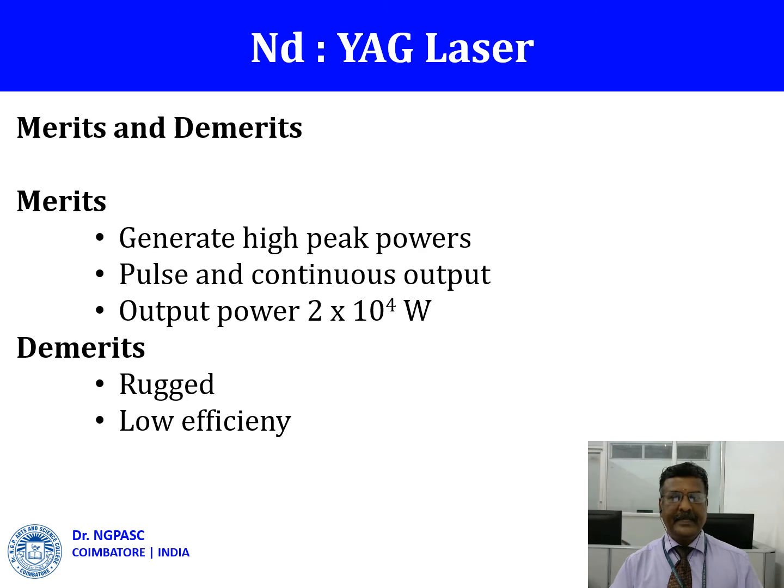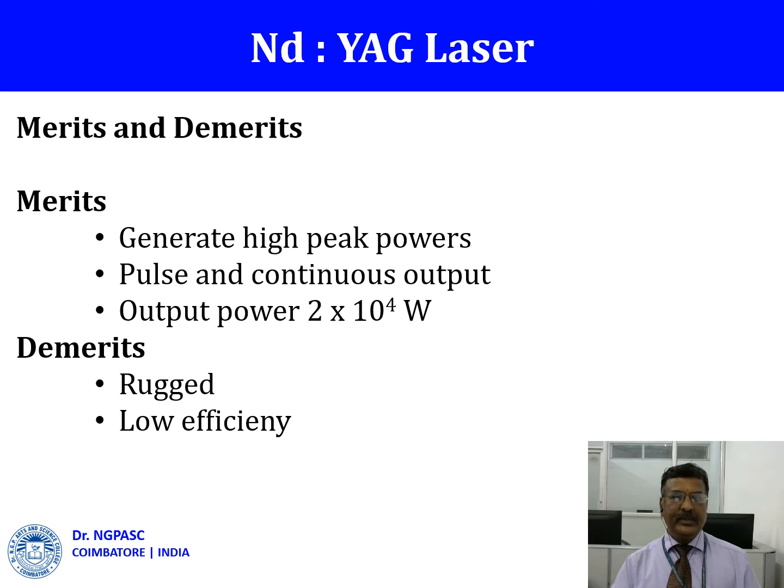Let us see the merits and demerits of the ND-YAG laser. The merits of the ND-YAG laser: it is easy to maintain, and we can generate a high peak power. When we use a xenon flash lamp, the output is a pulsed output, but when we use a halogen lamp, we can get a continuous output. So we can get either a pulsed output or a continuous output, whichever we desire. And also the output power is about 2 into 10 power 4 watts.